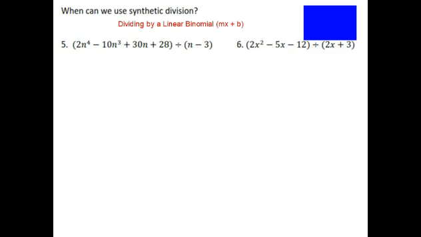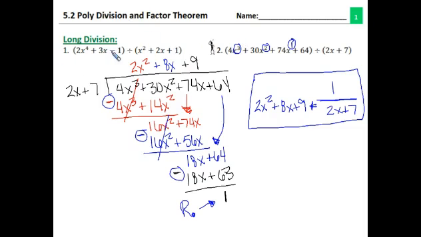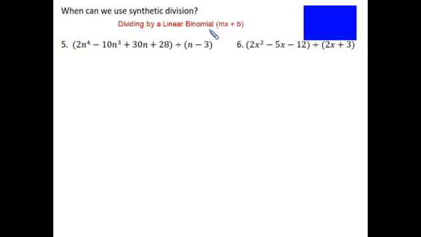Alright, so now that we know how synthetic substitution works, we're going to talk about synthetic division, and it's basically the same thing, but we use synthetic division when we are dividing by a linear binomial, meaning when our divisor looks like mx plus b. We would not have been able to use synthetic division in this case, because notice how our divisor was quadratic. It was x squared plus 2x plus 1. Now we could have used synthetic division in this case because this divisor is a line and looks like mx plus b, but that's the only time we can use synthetic division, when we're dividing by a line, mx plus b.